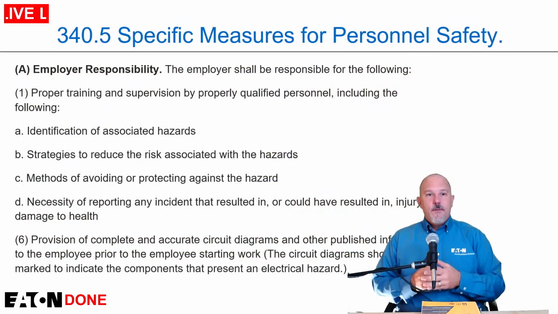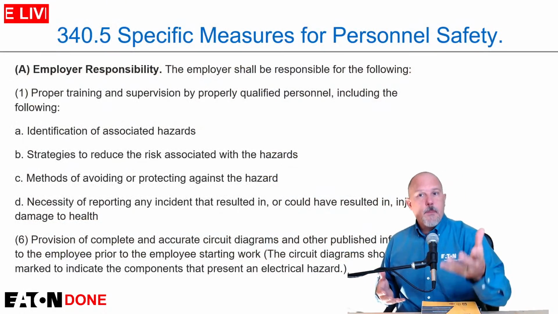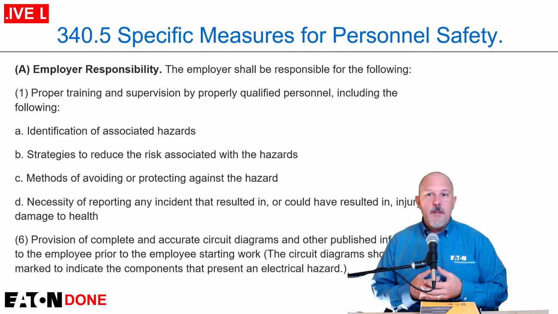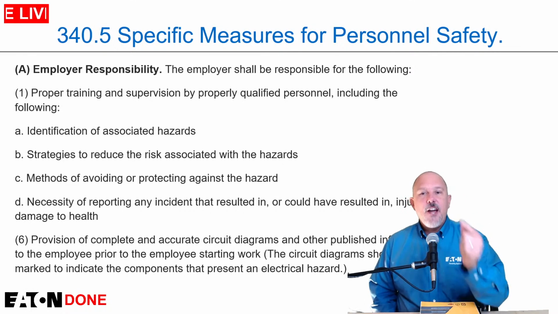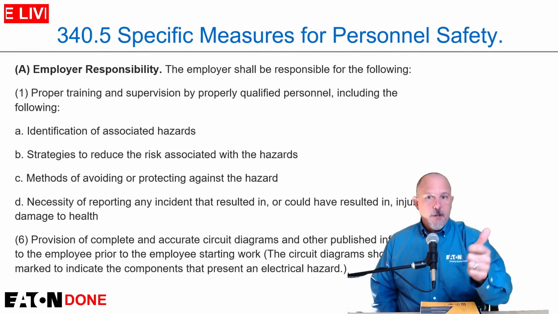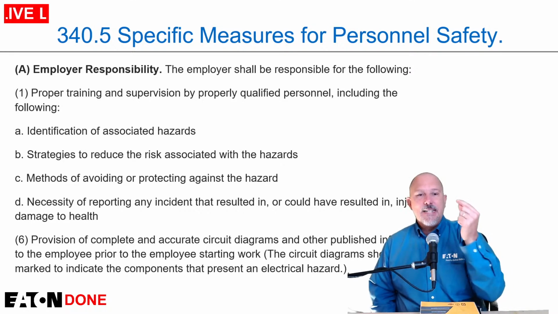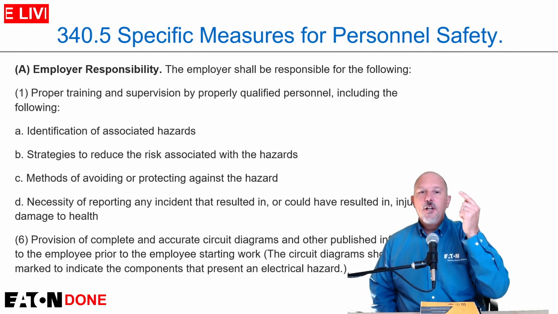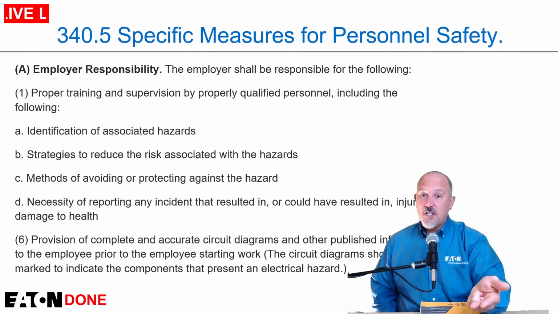Employer now. 340, specific measures for personnel safety, employer responsibility. It says the employer shall be responsible for the following: proper training and supervision of properly qualified persons, so we know that. Identification of associated hazards. Strategies to reduce the risk associated with those hazards. Methods of avoiding and protecting against the hazards.